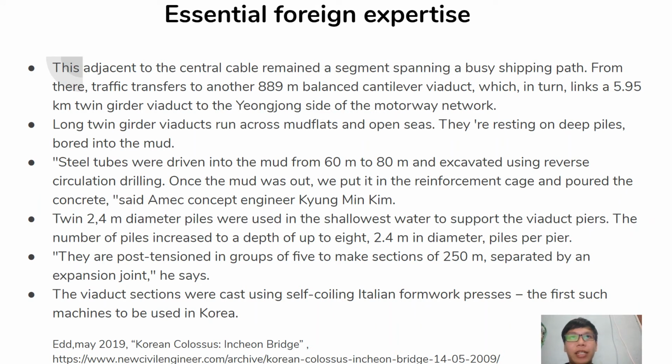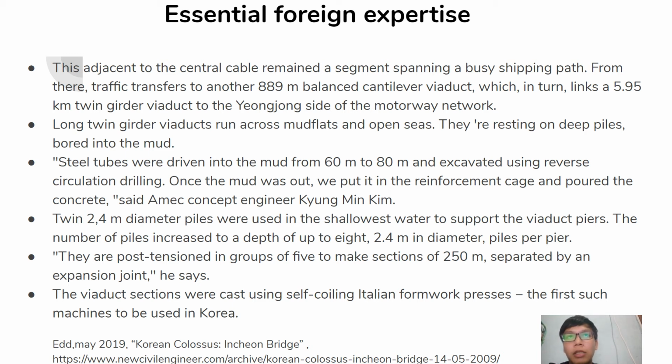Essential foreign expertise. Adjacent to the central cable-stayed section is a segment spanning a busy shipping path. From there, traffic transfers to another 889 meter balanced cantilever viaduct, which in turn links a 5.95 km twin girder viaduct to the Yeongjong side of the motorway network. The long twin girder viaducts run across mudflats and open seas. They are resting on piles bored into the mud.